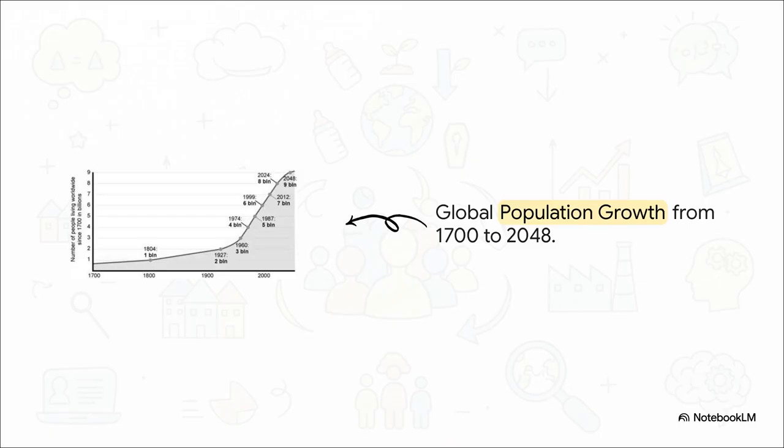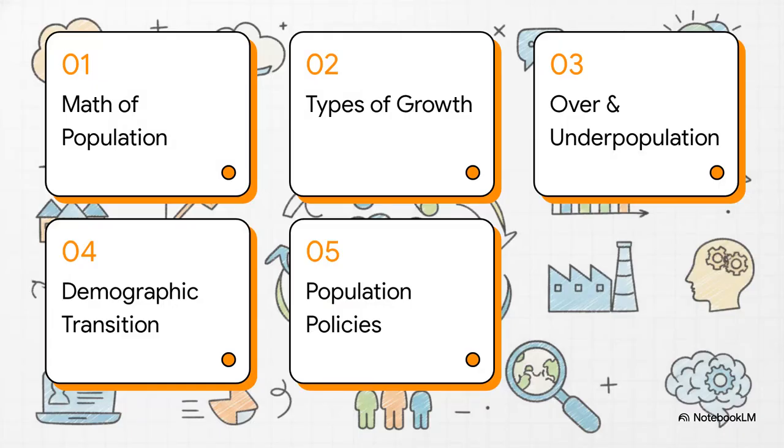And when you zoom out to look at our global history, you see this explosive growth curve. We go from a relatively flat, stable line around the year 1700 to an absolute rocket ship heading into the 2000s, pushing towards a projected 9 billion people by 2048. Understanding the specific forces driving these massive, unprecedented numbers is absolutely critical if we want to prepare for our shared future.